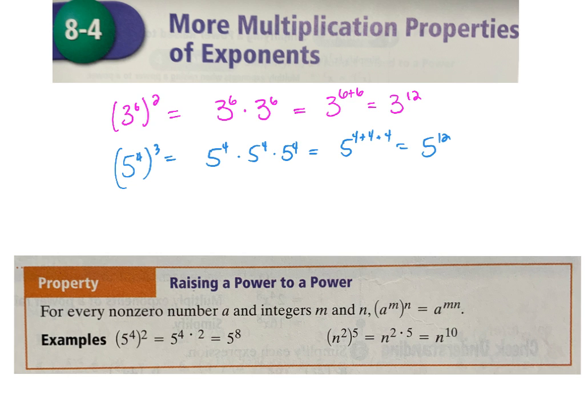What you'll see happening is the next rule: when you take a power to a power, you multiply those exponents. So I have 3 to the 6th, the whole thing raised to the 2nd. 6 times 2 is 12. I have 5 to the 4th raised to the 3rd, a power to a power. 4 times 3 is 12. And so that's the rule that they've given us down here: for every non-zero number a and integers m and n, a to the m raised to the nth, you multiply your exponents. The examples they give us: 5 to the 4th squared is 5 to the 4 times 2, which is 5 to the 8th. n to the 2nd to the 5th power is n to the 2 times 5, which is n to the 10th.